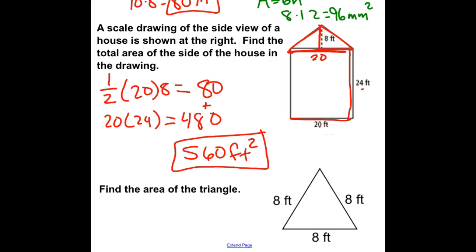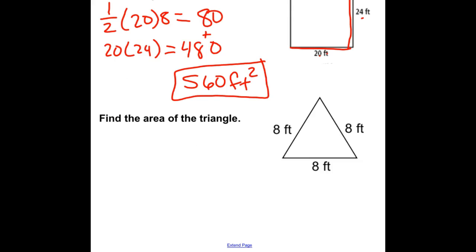We move on to triangles next. It says find the area of the triangle. Now, this is a regular triangle. We have 3 sides, but what we don't have is the height. So you can draw in the height right here. Since this is a regular triangle, all the sides are the same. This height is what we call an altitude. It cuts the base in half. So you get 4 and 4.